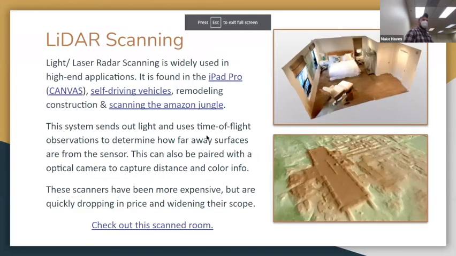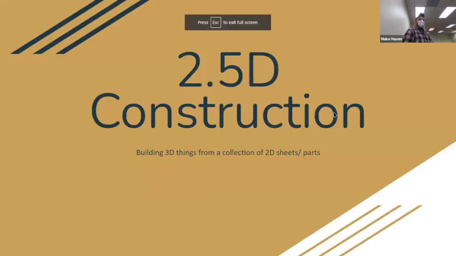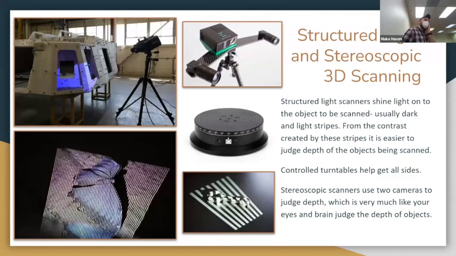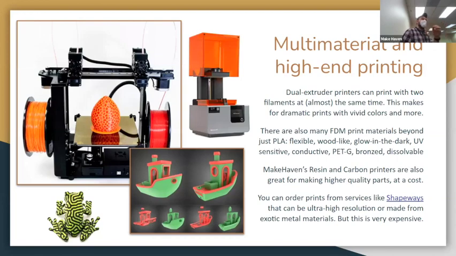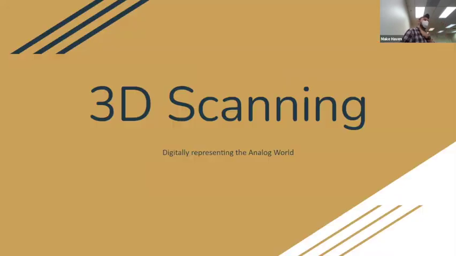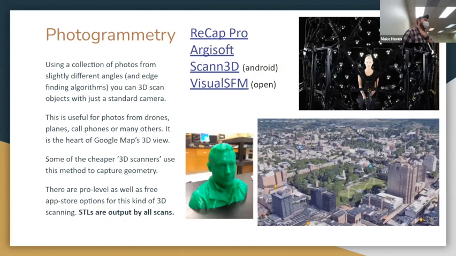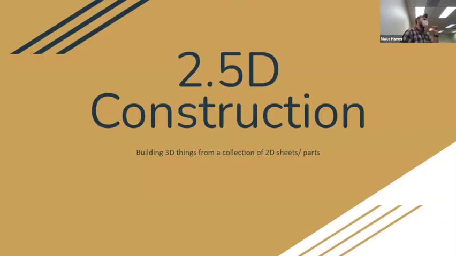It's really pretty doable. So let's say you've 3D modeled something, or you have 3D scanned something. 3D printers are really great for that, and that's a cool way to make things. But one of my personal favorite ways to make things is 2.5D construction, which is a silly name. Essentially 3D things from 2D parts.